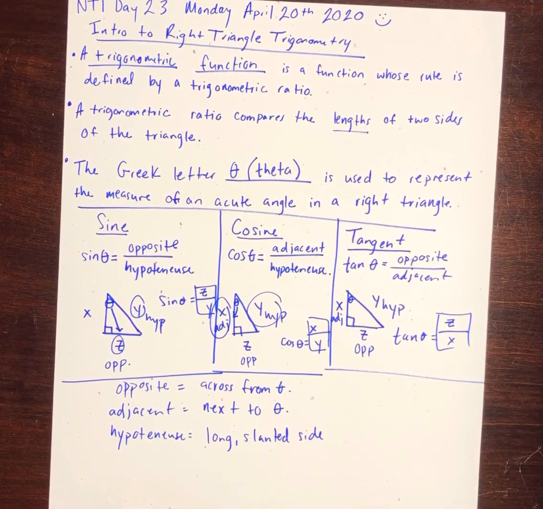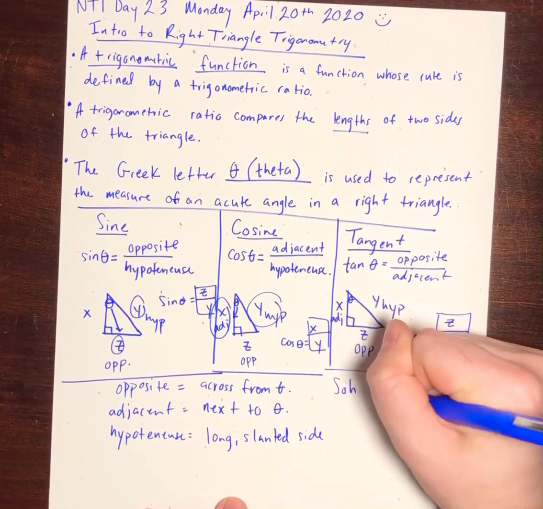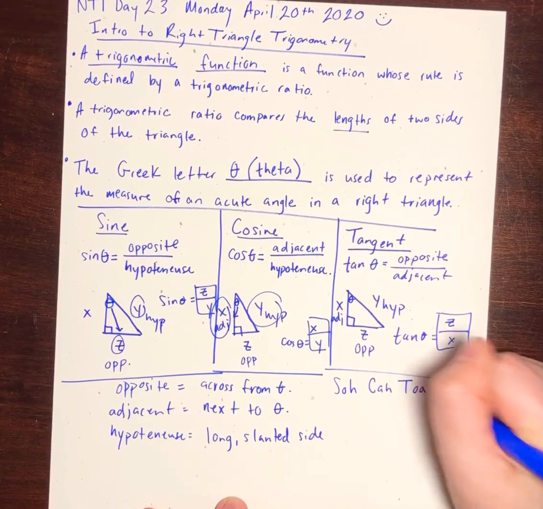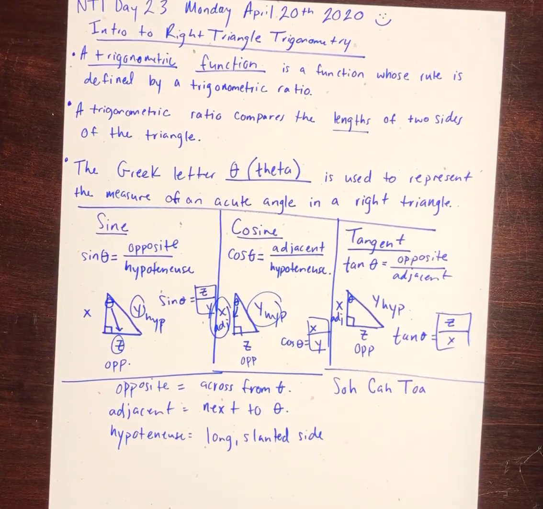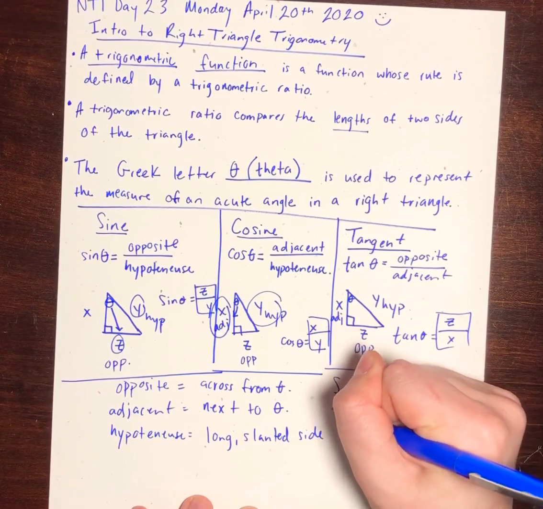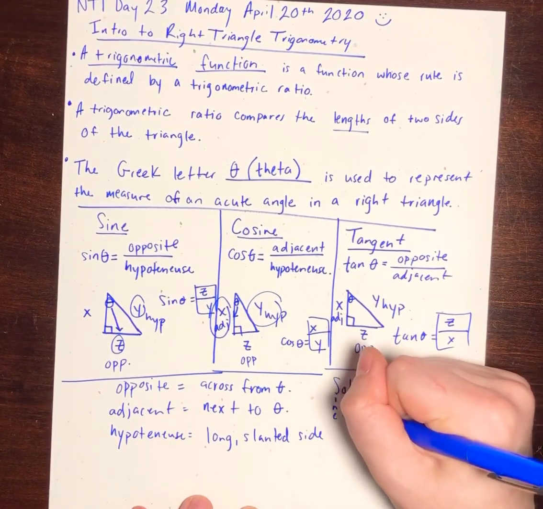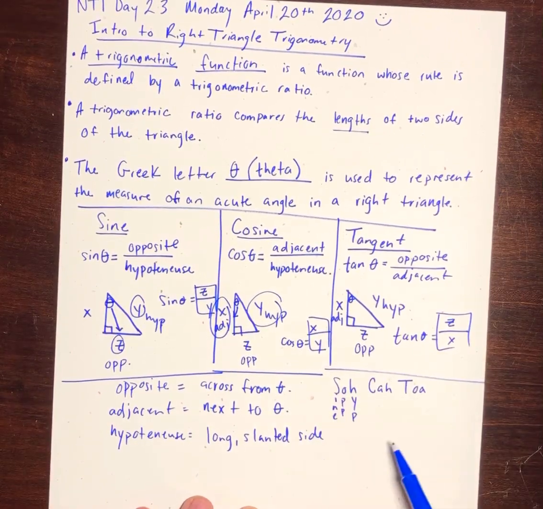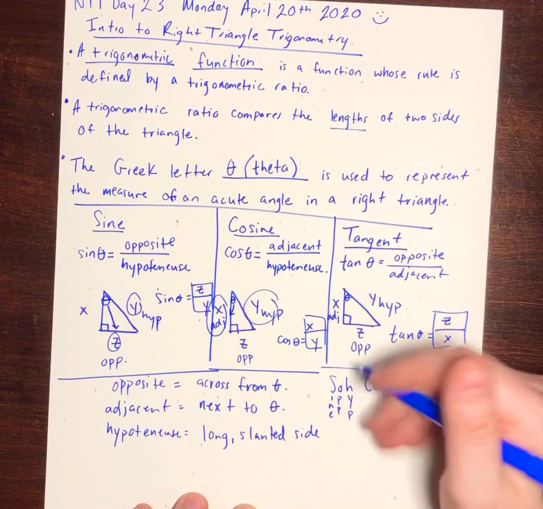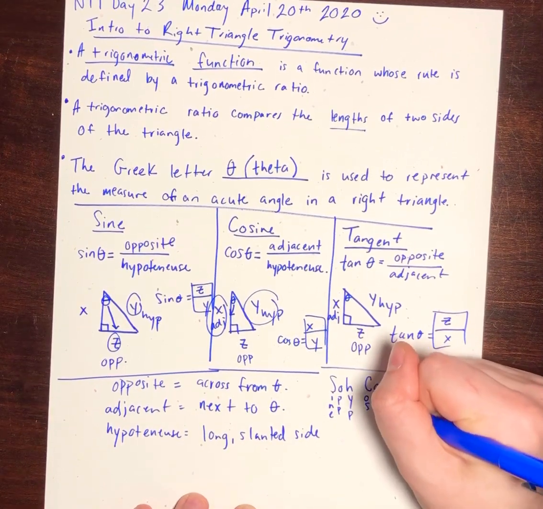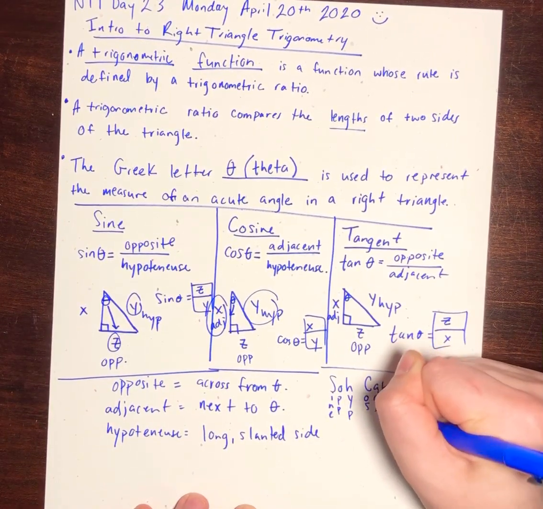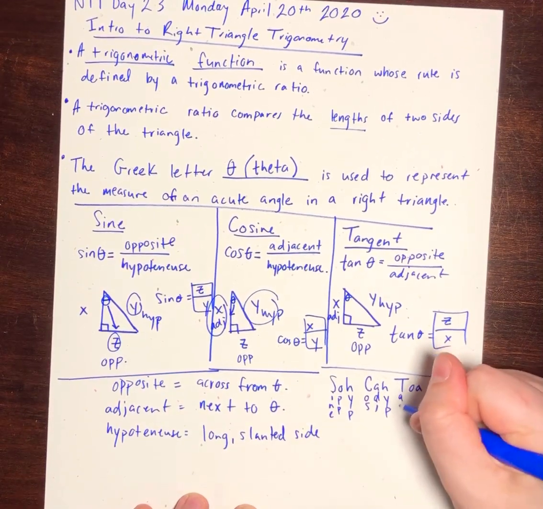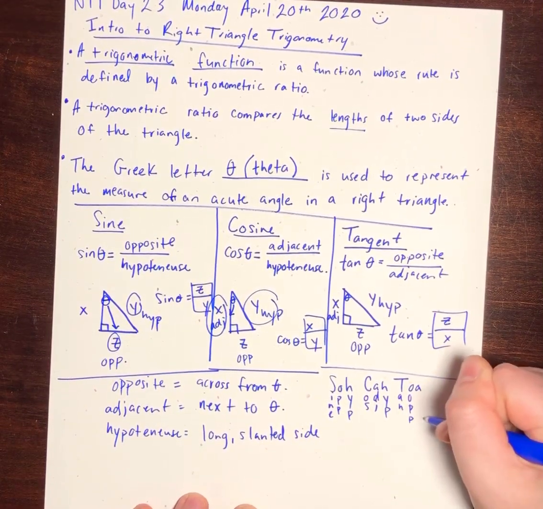And a quick shortcut to remembering what goes with what is called SOHCAHTOA. This is something I'll probably never forget. The S stands for sine, the O stands for opposite, the H stands for hypotenuse. So sine, opposite, hypotenuse. That's how you can remember that. And then same thing, cosine, adjacent, hypotenuse. And then tangent, opposite. I put too many O's there, but that's all right.